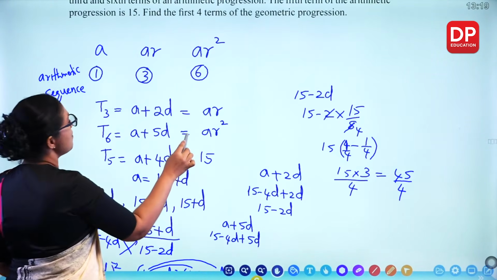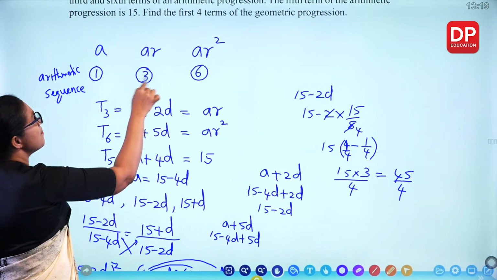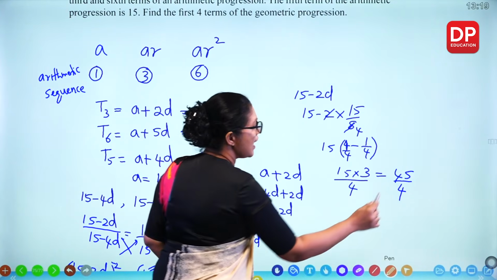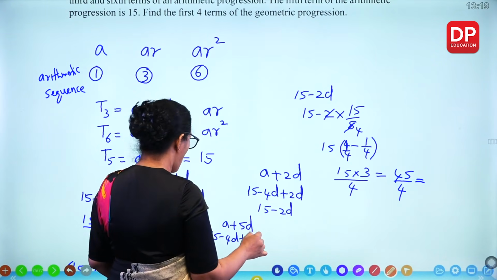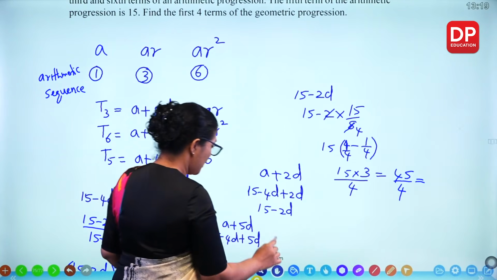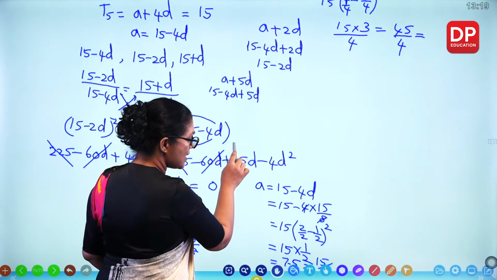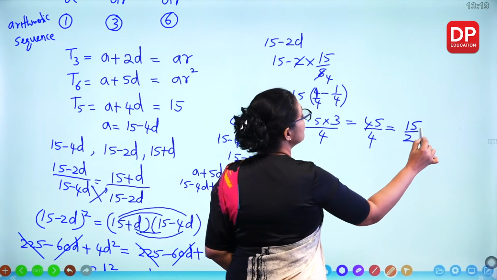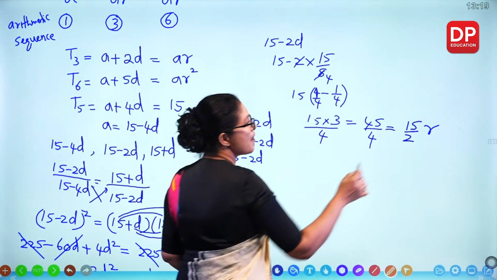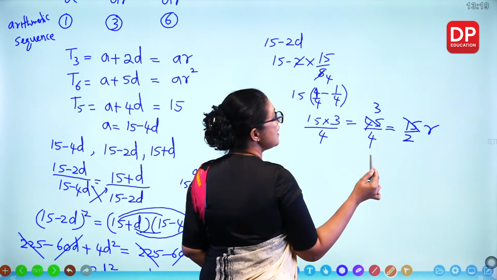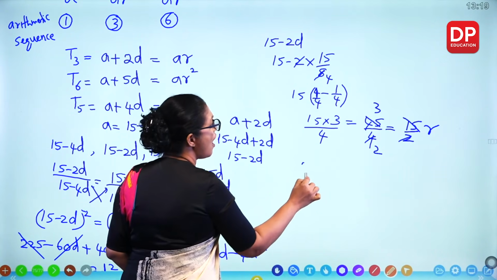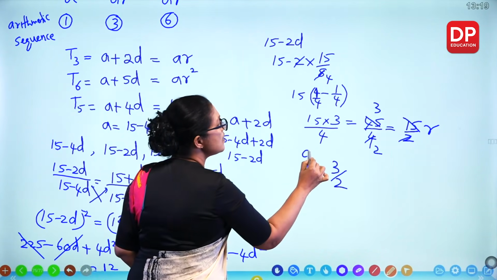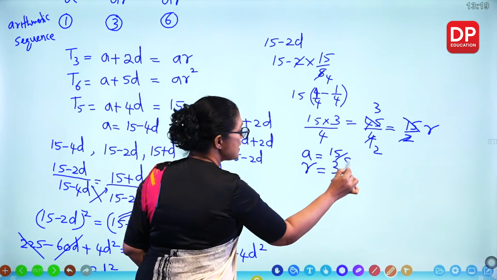According to the given information, the second term is AR. So that's equal to AR. A we found, what's the A value? We found A as 15 over 2. Now you can find R. 15 times 3 and 2 times 2. So R you get 3 over 2. We know A equals 15 over 8.